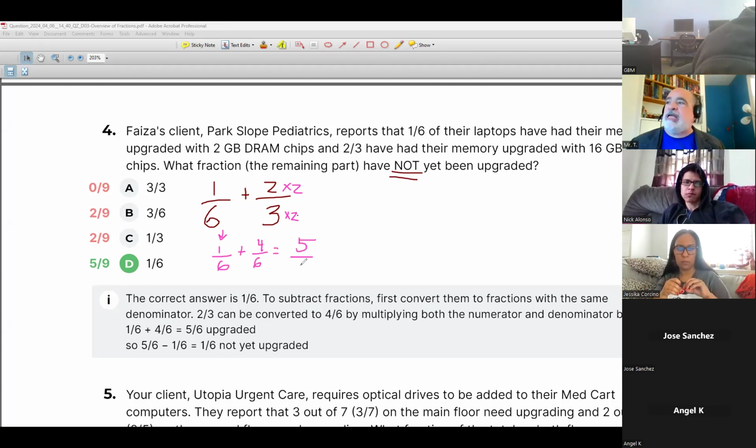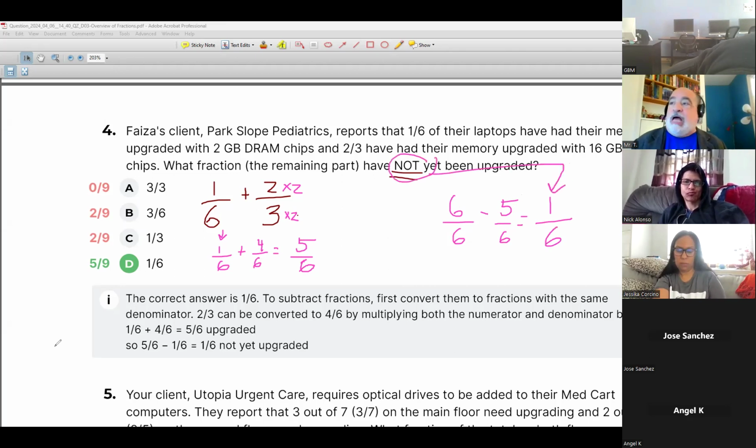So 5/6 have been upgraded. How many have not been upgraded? What's left over is the 6/6, which is everything. It's 100% minus the 5/6 that have been upgraded, which gives me a remainder of 1/6 that have not been upgraded, right?